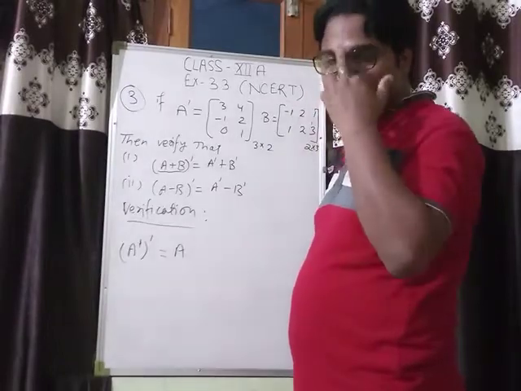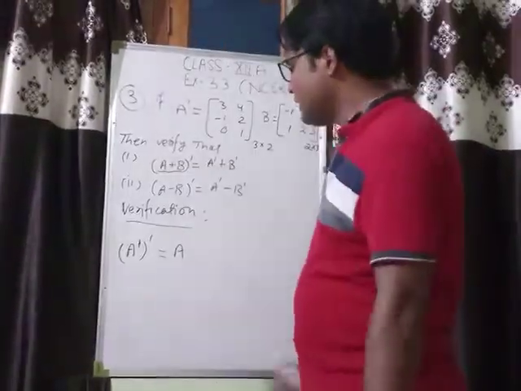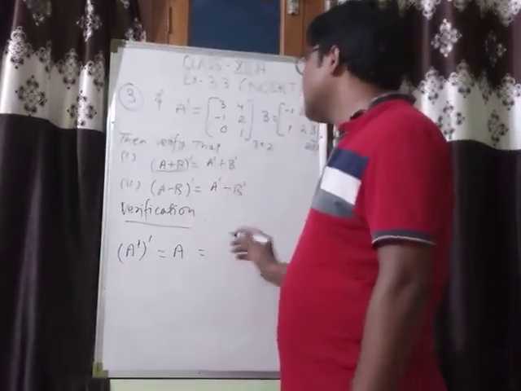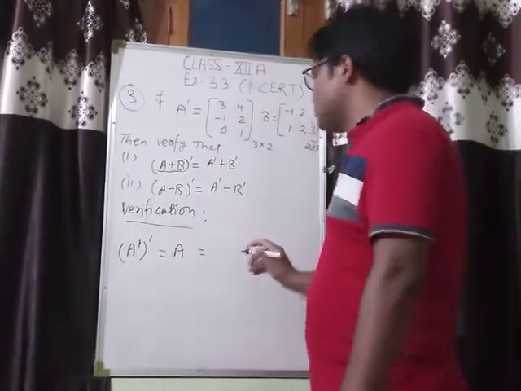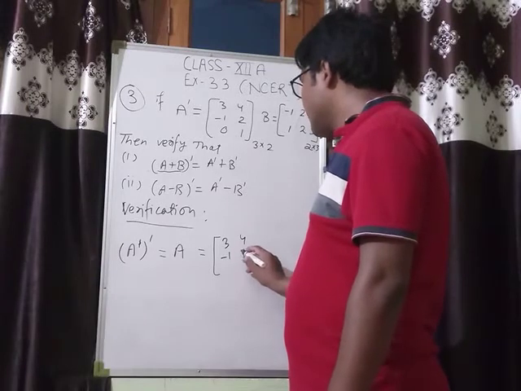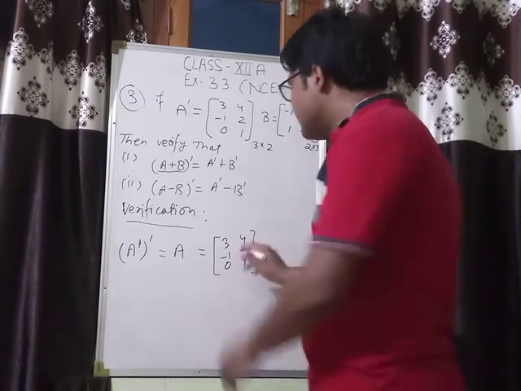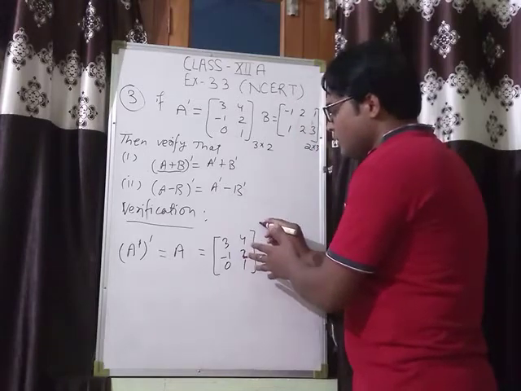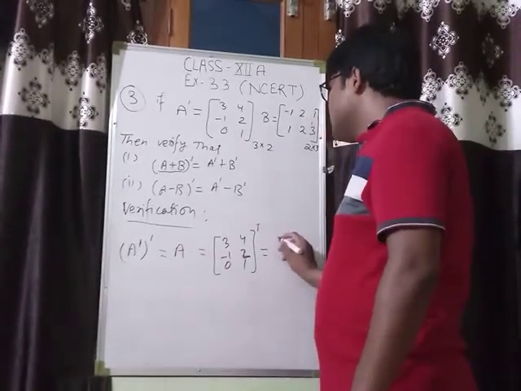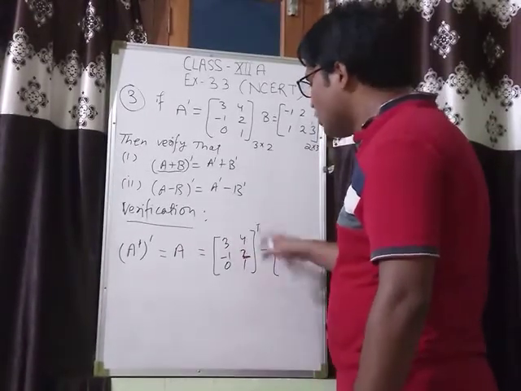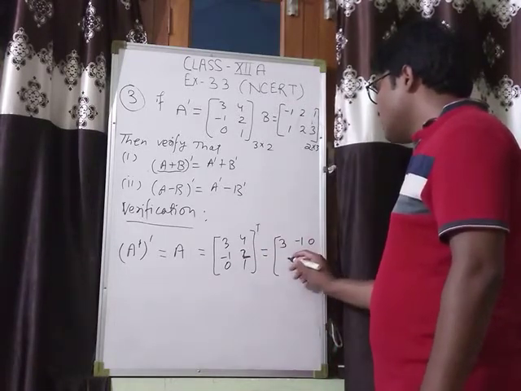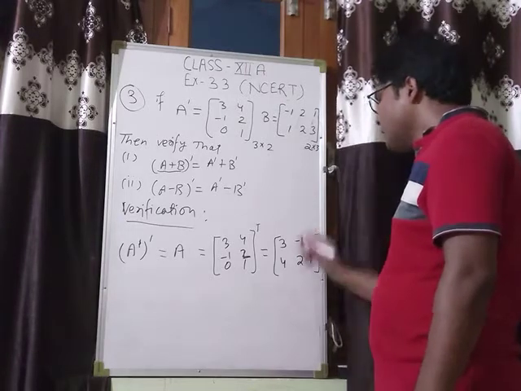Open your notes and see there that A is equal to the transpose of A transpose. Here A transpose is given, so again find the transpose of this one. This is 3, 4, minus 1, 2, 0, 1. This is your A transpose. You should take its transpose, and that will be equal to A. There are 3 rows and 2 columns, so change its columns into rows. So 3, minus 1, 0, and 4, 2, 1. That is your A.